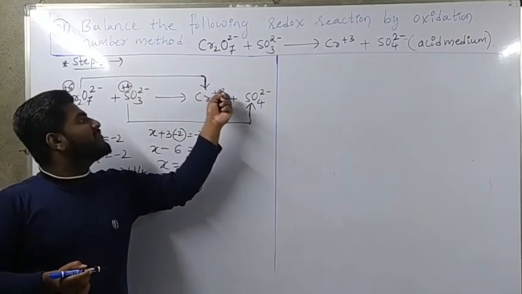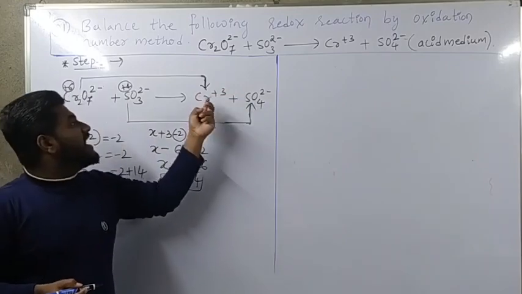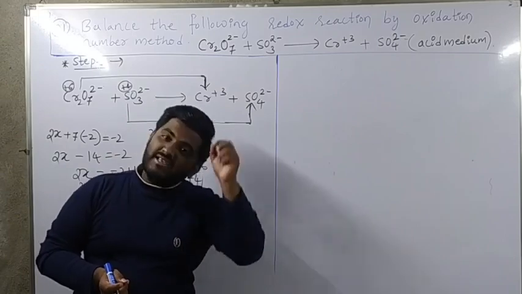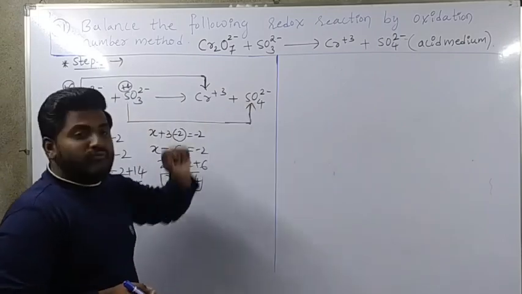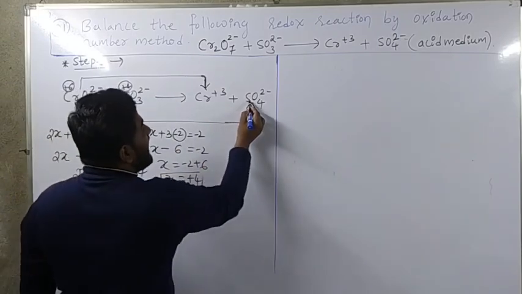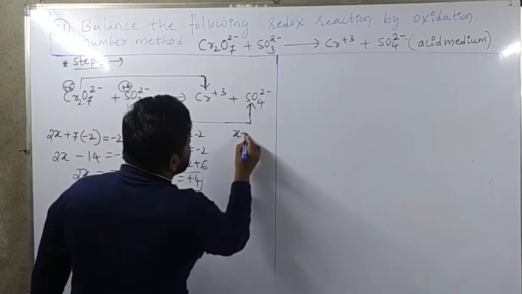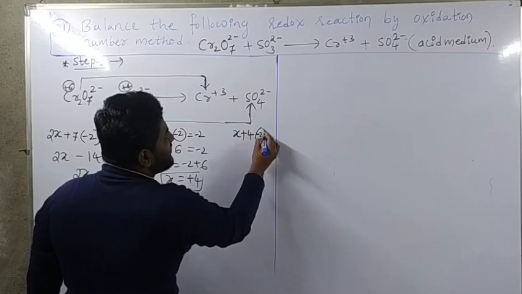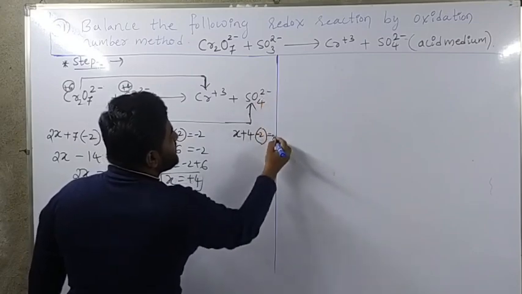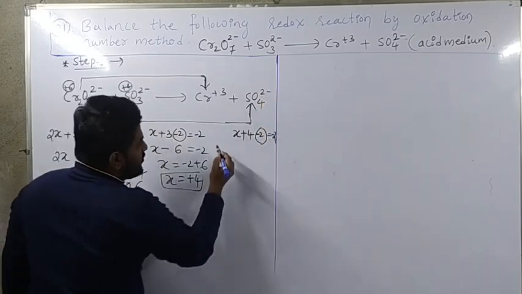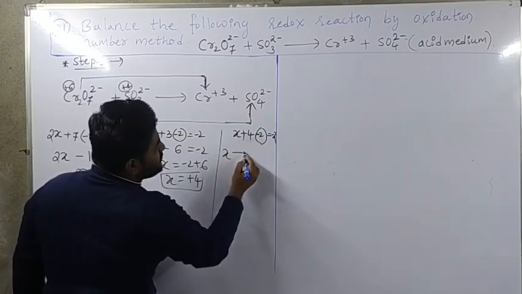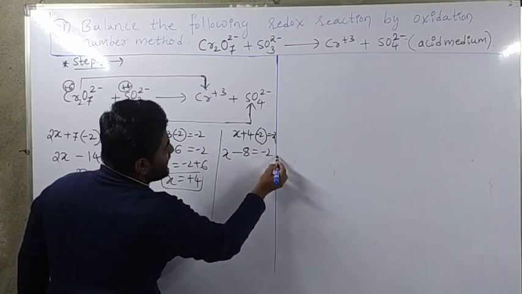Then similarly Cr plus 3 is already given. Cr, nothing else is there, only charge plus 3. That means its oxidation state is plus 3 only. For SO4 2 minus, yes, we have to calculate. Keep S as X. Oxygen, how many oxygens are there? 4. 1 oxygen charge is minus 2, equal to overall charge, minus 2. So X plus 4 times minus 2, that is minus 8, is equal to minus 2.